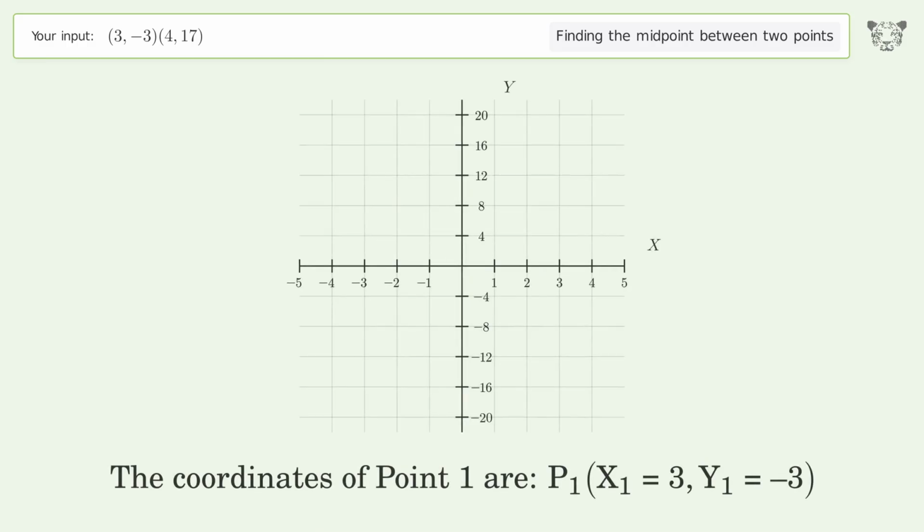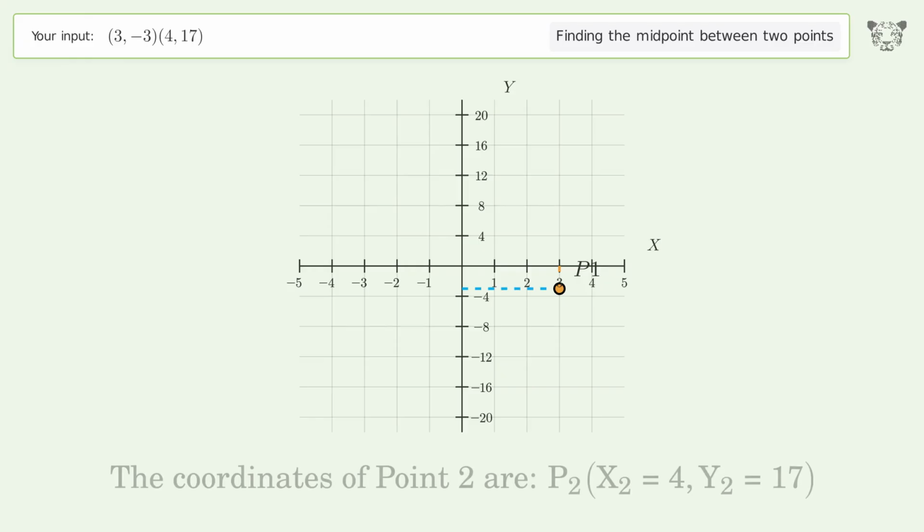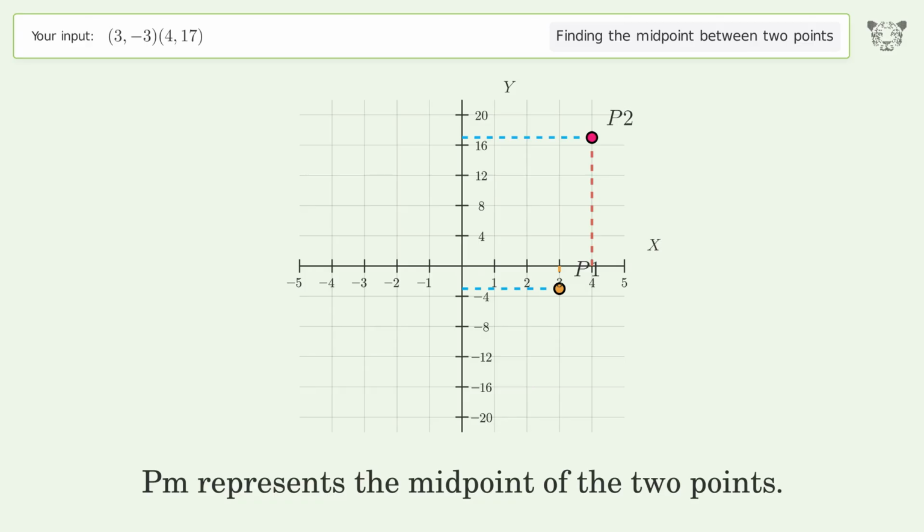The coordinates of point 1 are x1 equals 3, y1 equals -3. The coordinates of point 2 are x2 equals 4, y2 equals 17. PM represents the midpoint of the 2 points.